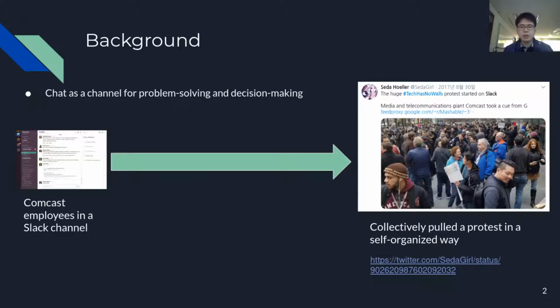Often we use the online chat room as a discussion channel. One protest event by Comcast employees was successfully pulled off. It was a protest initiated in a Slack channel. For them, Slack was not a tool for corporate messaging. It was a problem-solving tool. They discussed the problem, found a solution, and took action.